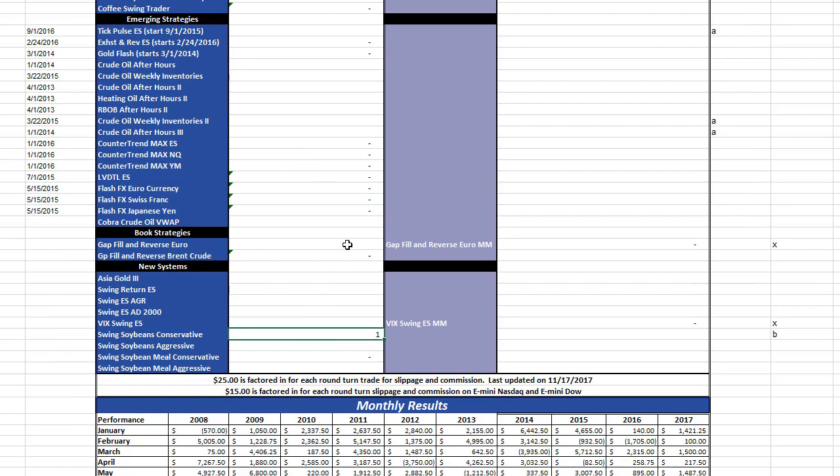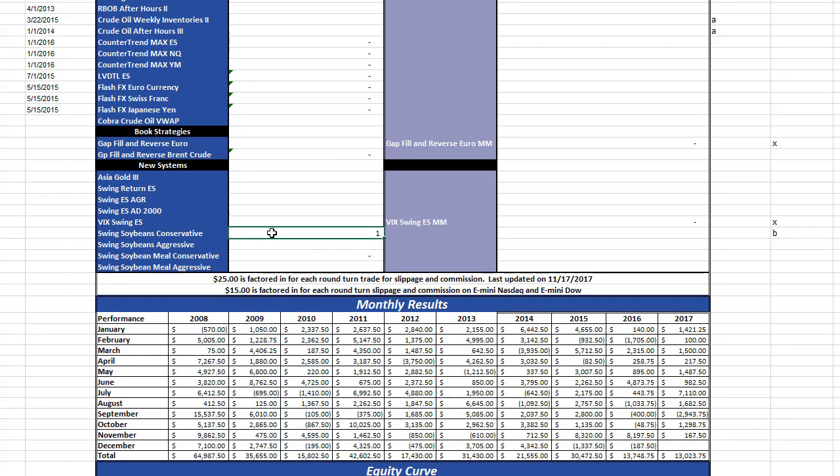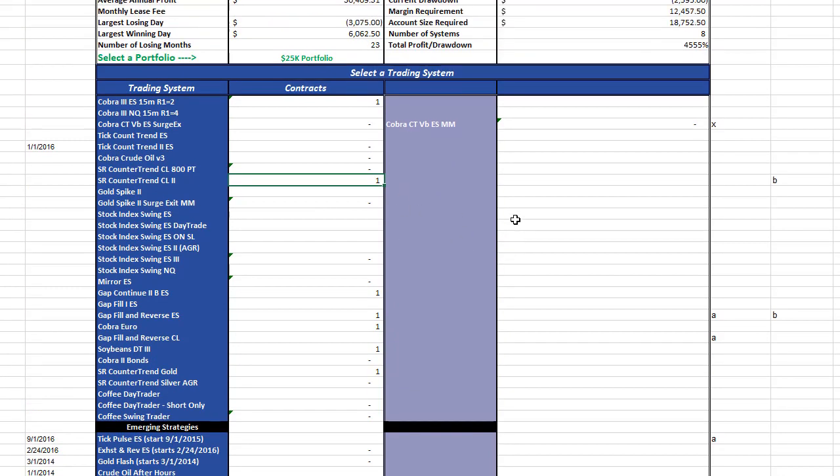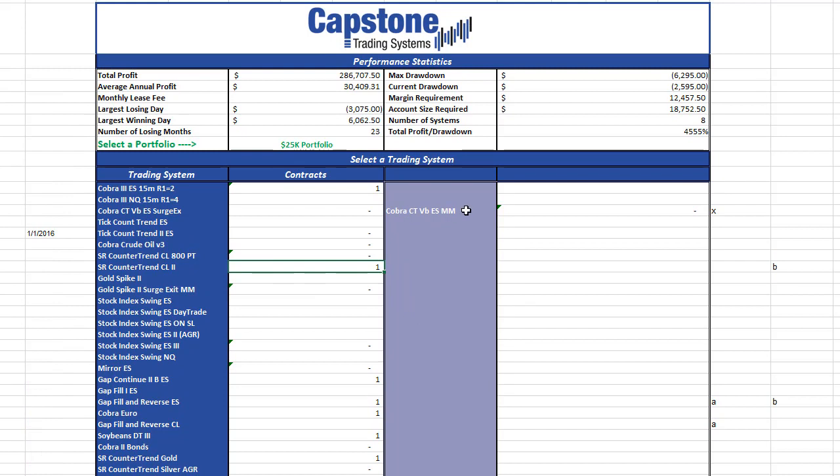So you just need swing soybeans conservative and SR countertrend crude oil easy language updates, and I'll be sending those to you so you can trade those 8 systems, the core 5 or the original 10, or any combination you want. Email this to me. Let me know if you have any questions. That is the update of the 25K, and I will be doing a $100K and $1 million update as well.